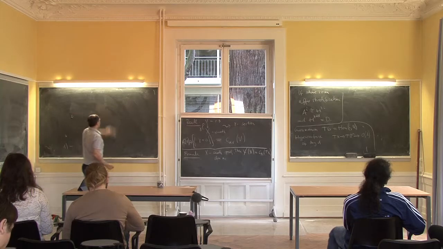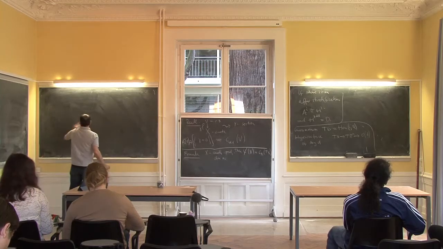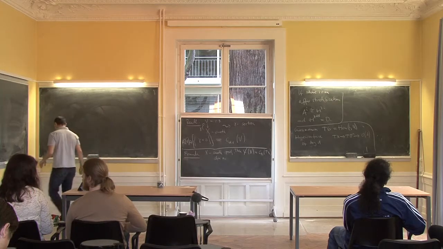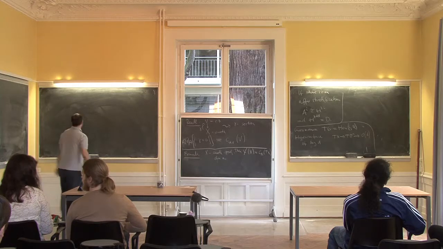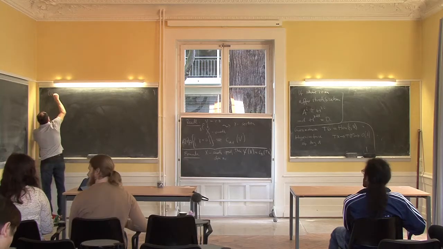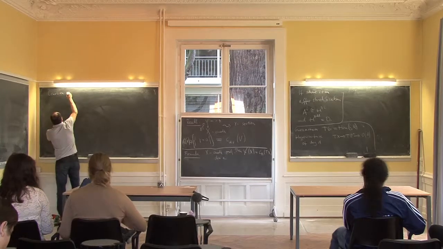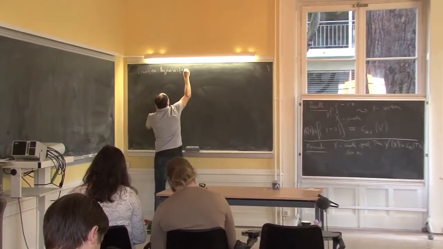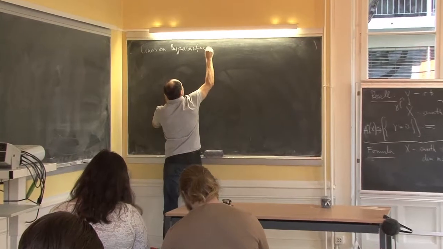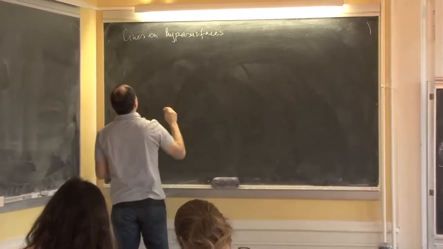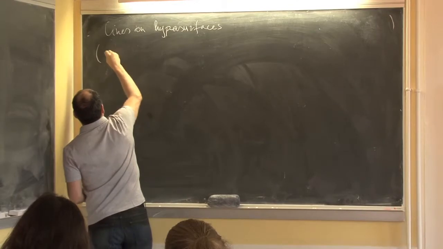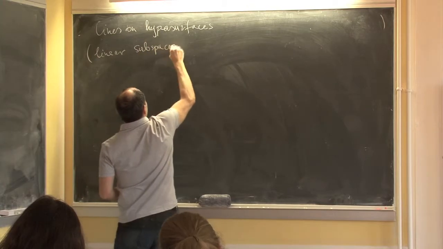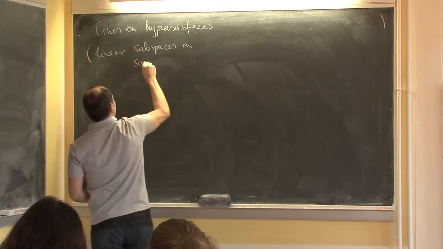Okay. So now let's do lines on varieties, or lines on hypersurfaces, okay? Now let's say hypersurfaces or something like that, or just varieties. Or more generally, linear subspaces on subvarieties generally.